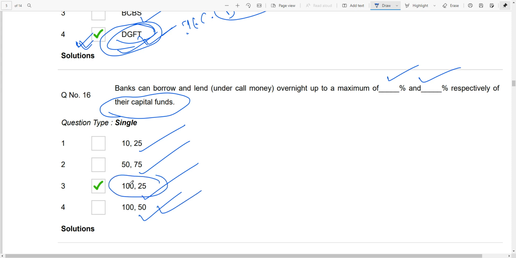Banks can borrow and lend overnight up to a maximum of 100%. They can borrow 100% and lend up to maximum 25% respectively of their capital funds. Okay. So the correct answer is 100% and 25%.